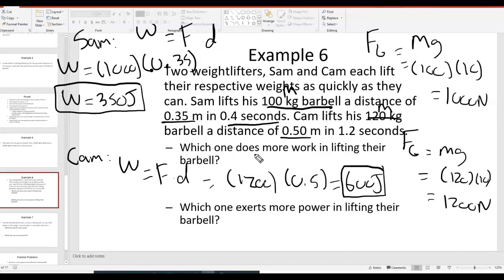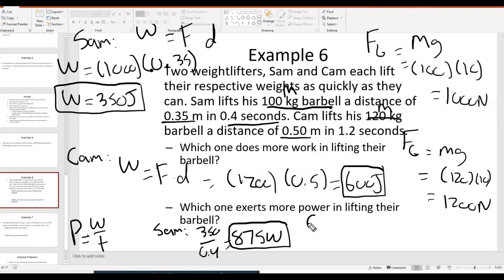Okay, so which one does more work in lifting their barbell? Well, clearly that would be Cam, because he's lifting a heavier barbell over a bigger distance. 600 is bigger than 350. That answers the first question for example 6. Now, which one exerts more power? Remember, power is work over time. So, for Sam, his work of 350 divided by his time of 0.4 seconds. If you do 350 divided by 0.4, you get 875 watts.